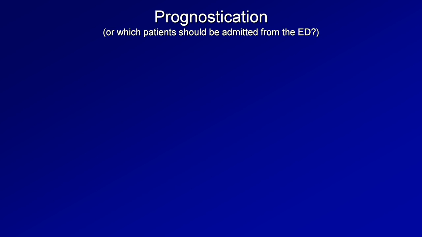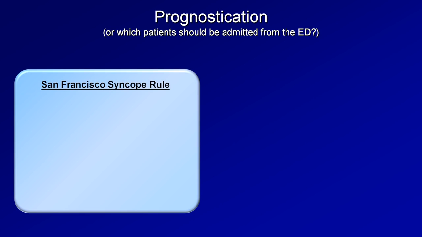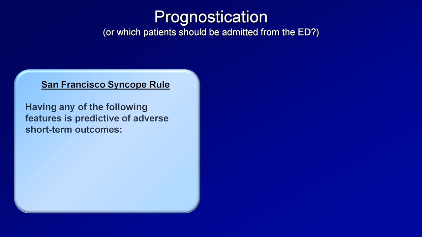One of the most widely known is the San Francisco syncope rule. With this rule, having any of the following features was predictive of adverse short-term outcomes, and thus suggests the need for admission and inpatient workup. An abnormal ECG, in which abnormal is considered to be an arrhythmia, evidence of active ischemia, QT prolongation, or evidence of proarrhythmia syndromes such as Brugada syndrome, Wolff-Parkinson-White, hypertrophic cardiomyopathy, or arrhythmogenic right ventricular dysplasia.